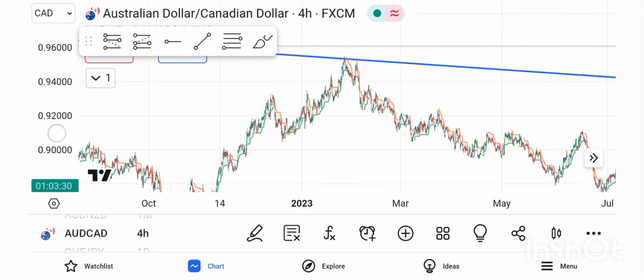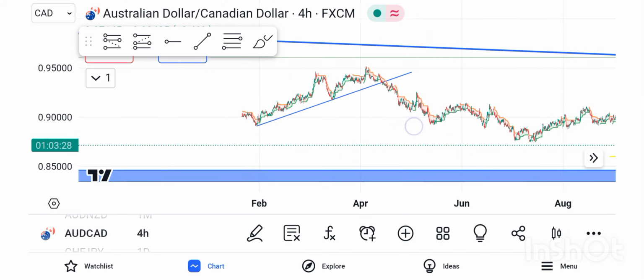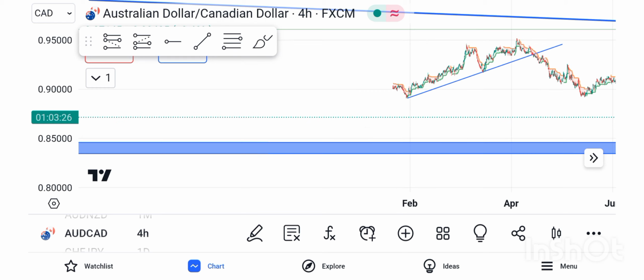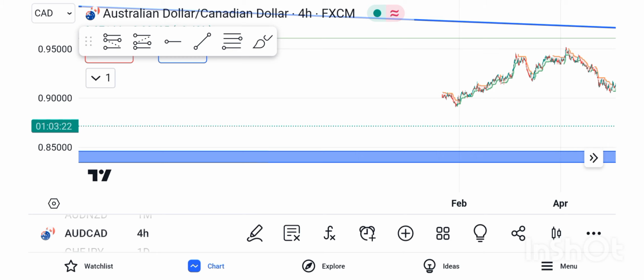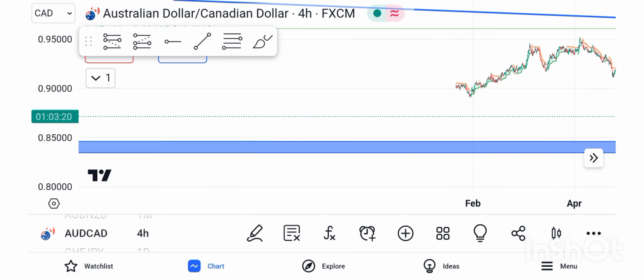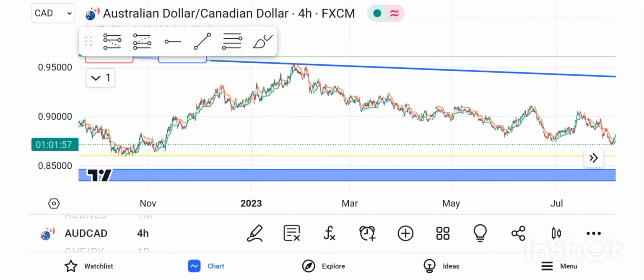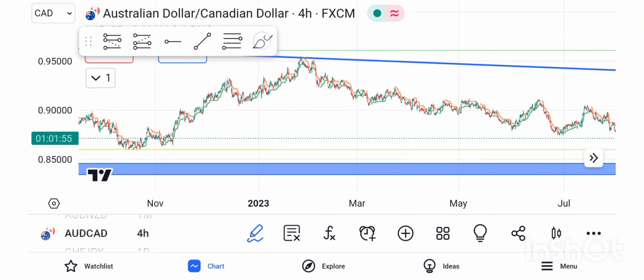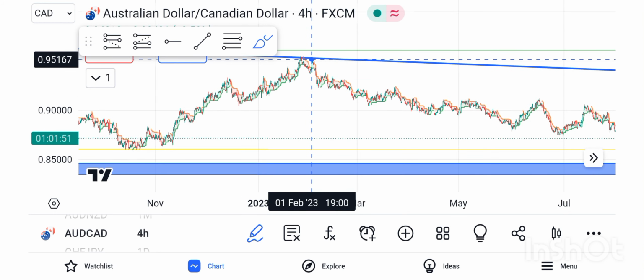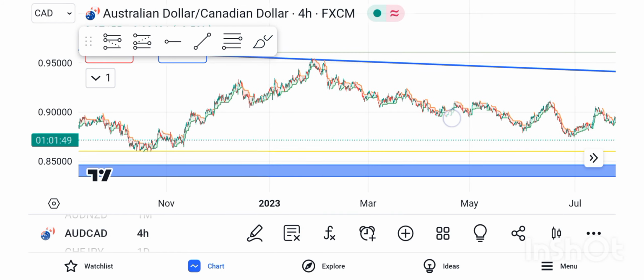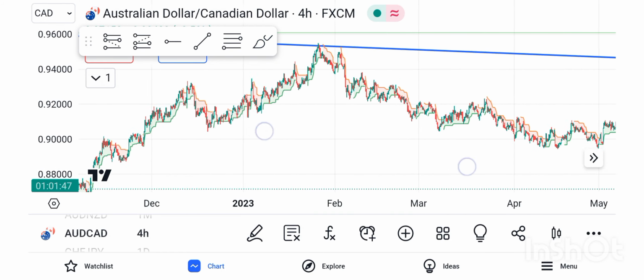I think we should just have a holistic view. Where was the last touch on the support area or resistance area? We'll begin from there and quickly run through, so it won't be a long video. Okay, let's begin from this area and see how the market played out.